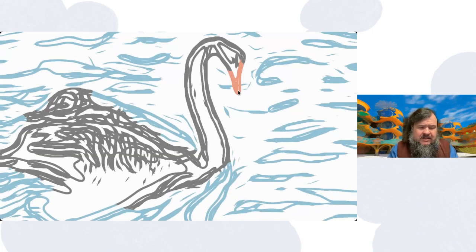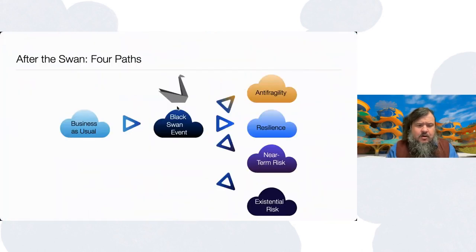So black swans. A black swan is an unforeseen event, cannot be predicted. If you can predict it, it's not a black swan by definition. And it has a major impact on the way things happen, the way things are conducted, etc. And of course, this affects education like anywhere else.